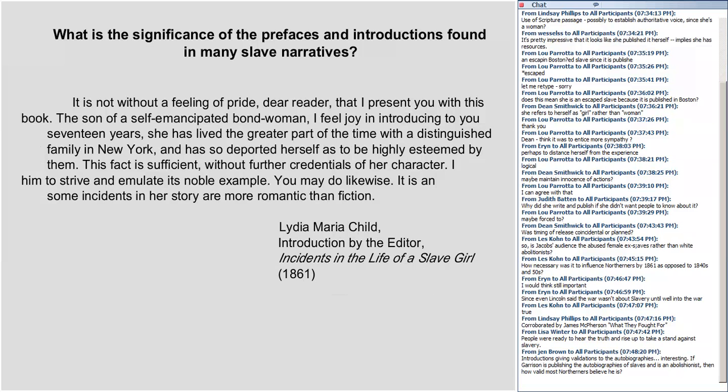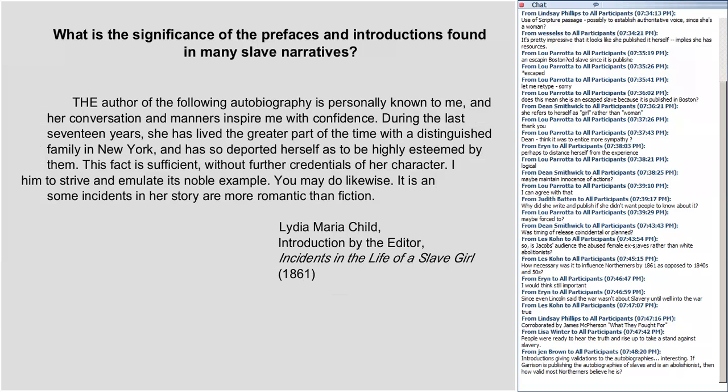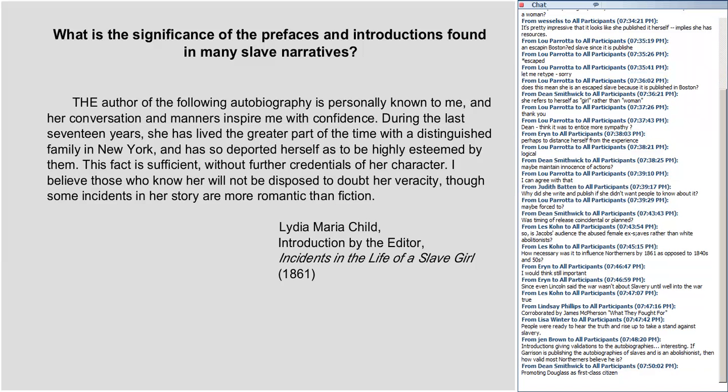And notice again, she also is doing a bit of a character witness for Jacobs. The author of the following autobiography is personally known to me, and her conversation and manners inspire me with confidence. During the last 17 years, she has lived the greater part of the time with a distinguished family in New York and has so deported herself as to be highly esteemed by them. This fact is sufficient without further credentials of her character.